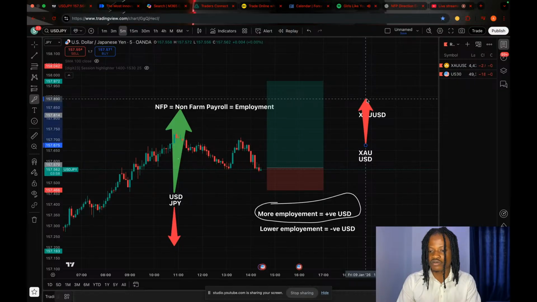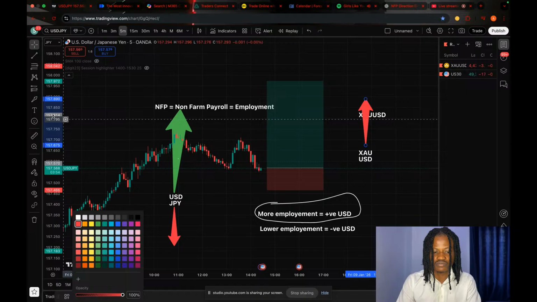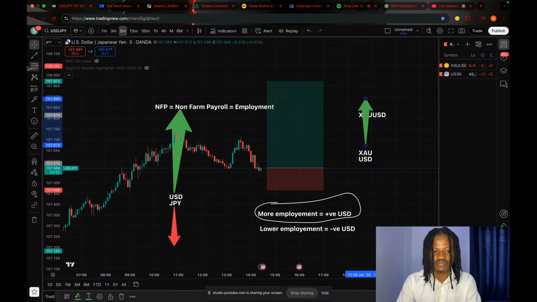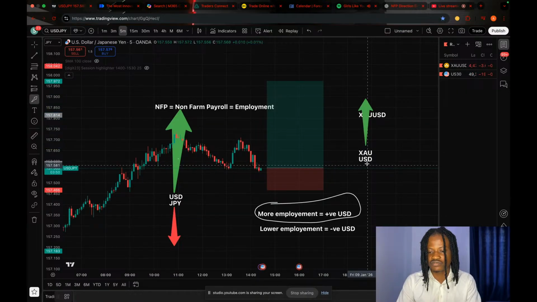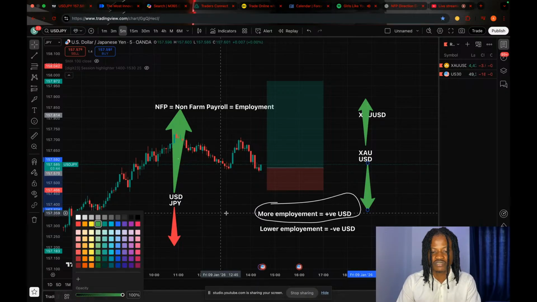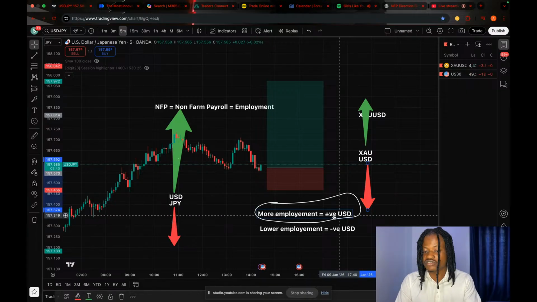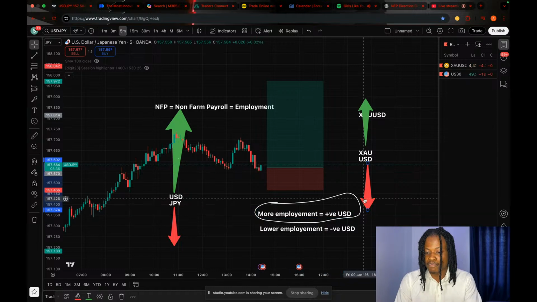We have XAU up, it's green, and we have USD down, it's red. They are still in a tug of war, but their position has now changed. USD is now lower. I'm predicting that USD is going to gain strength because I'm predicting they provided more jobs. So if they gain strength, USD will be stronger.